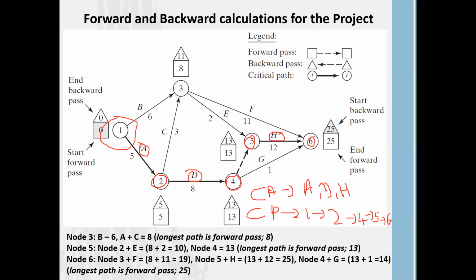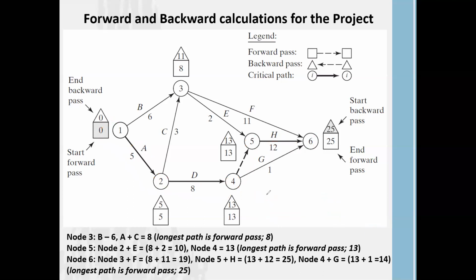Right? So your critical activities are activity A, activity D, activity H. And the critical path is you have to come across from node 1 to node 2, node 2 to node 4, node 4 to node 5, and node 5 to node 6. Now this is the longest path you can complete your project. Right? Now you can see it is indicated with a highlighted arrow line. So that's what we call critical path and non-critical path identification.